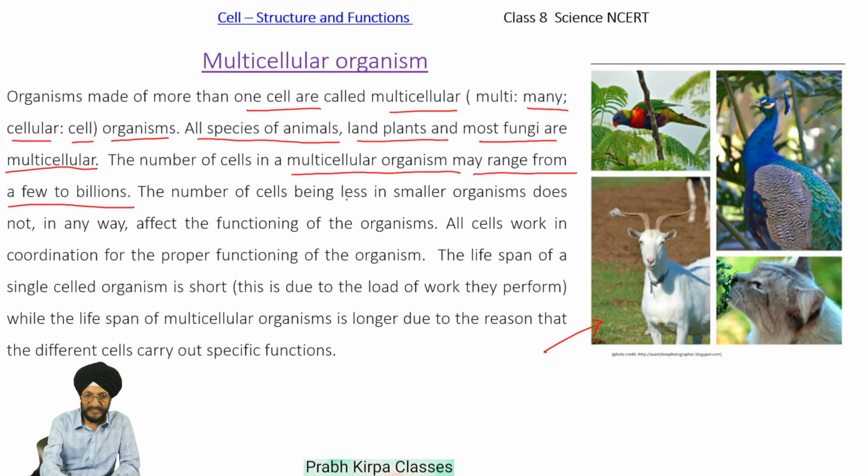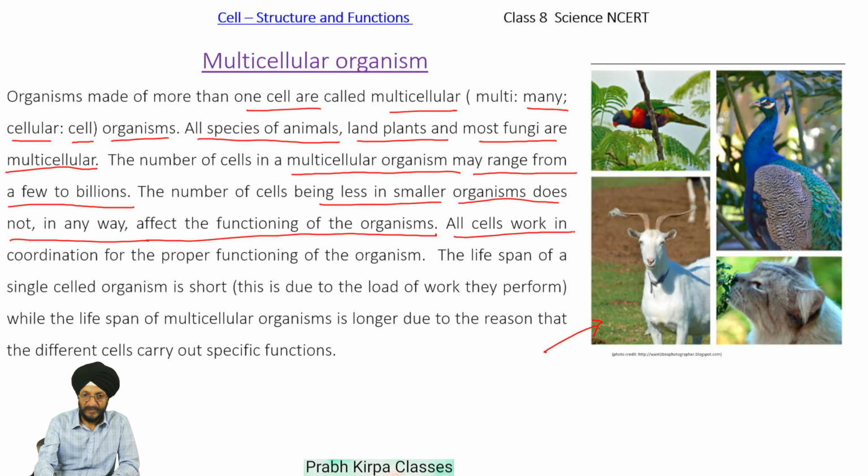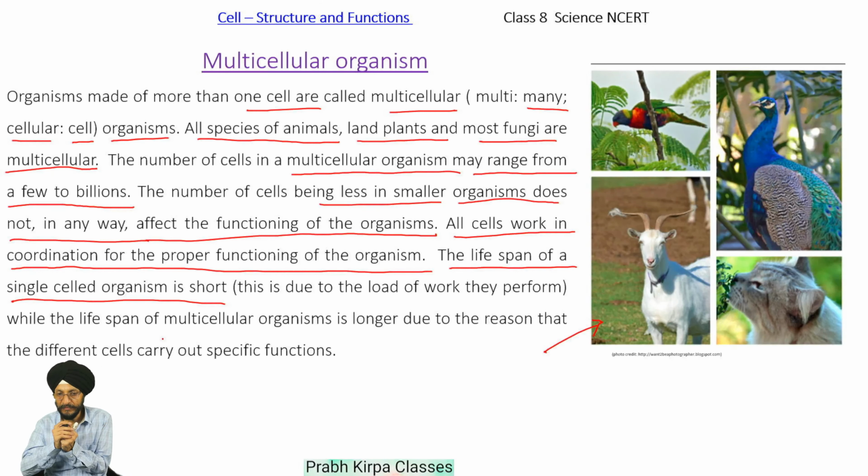The number of cells being less in smaller organisms does not in any way affect the functioning of the organisms. All the cells in the case of multicellular organisms work in coordination with each other for the proper functioning of the organisms. The lifespan of a single-celled organism is short. Why is the lifespan of a single-celled organism short?